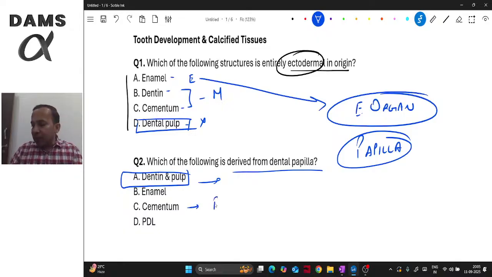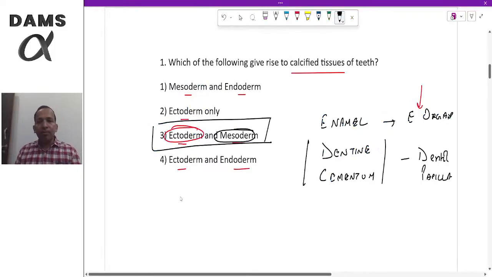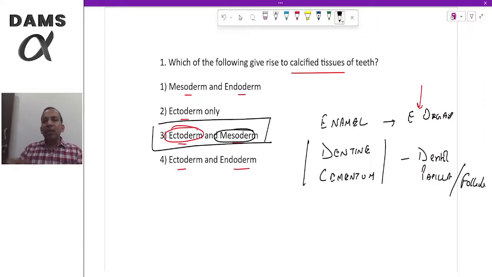Cementum would be derived from follicle, right? It would be derived from dental follicle, isn't it? PDL also would be from dental follicle. Enamel is from enamel organ and dentine and pulp are from papilla, right? So let's go to the next question.